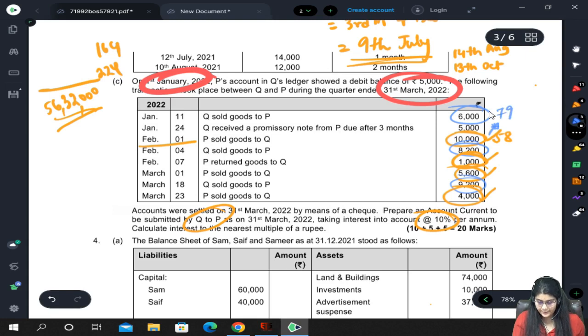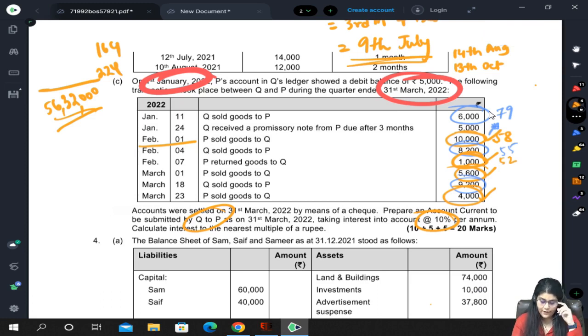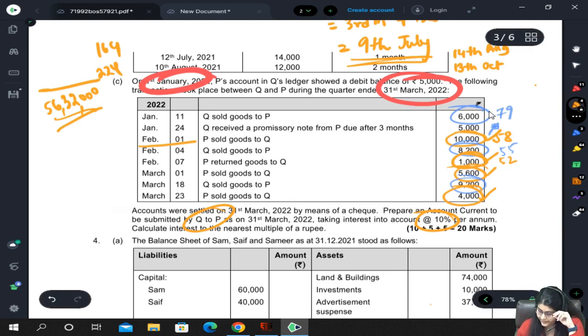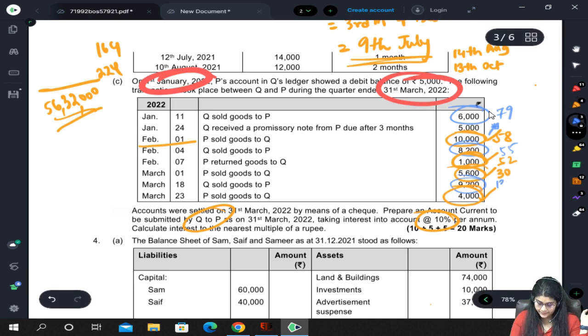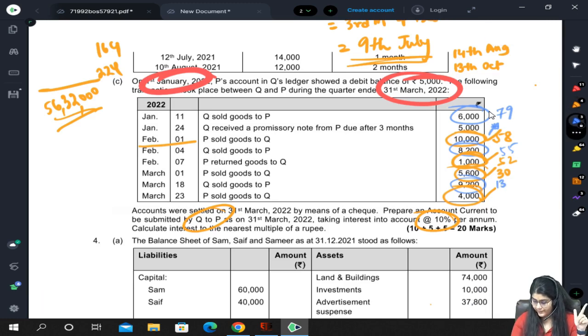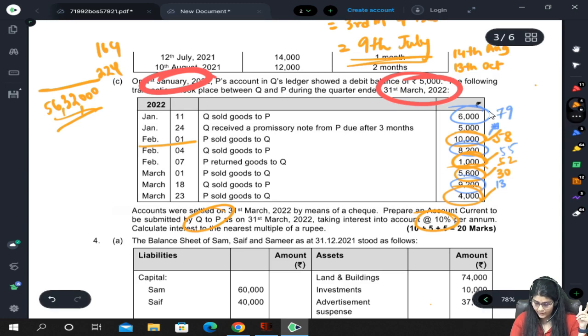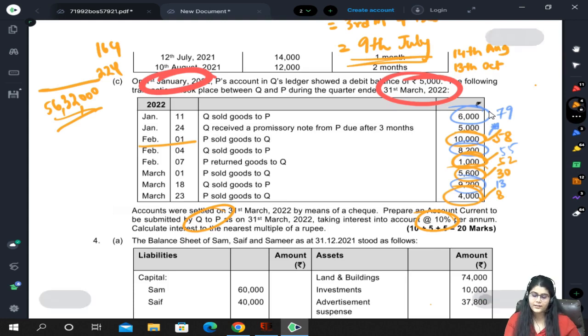This one is 79. The 8200 is 4th Feb. So 4th Feb will be 3 days difference, giving us 55 days. 7th Feb will be another 3 days. So 52. 1st March will be just 30 days. Orange color, 30 days. 18th March will be 13 days. And 23rd March will be 8 days. So we have calculated the number of days.